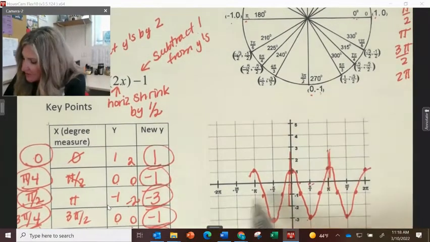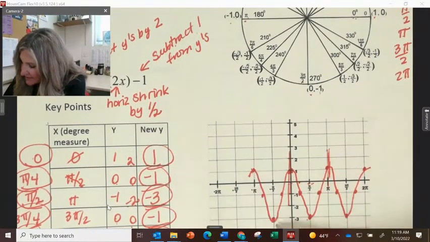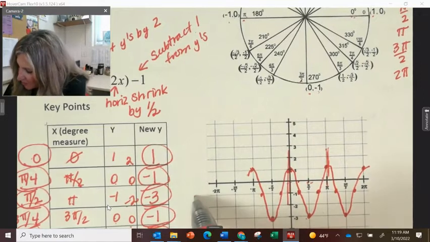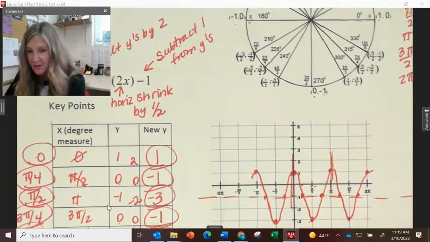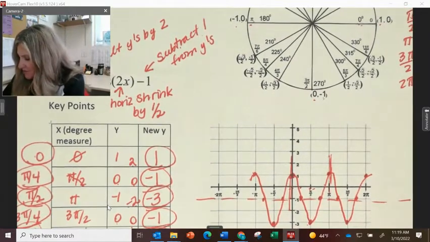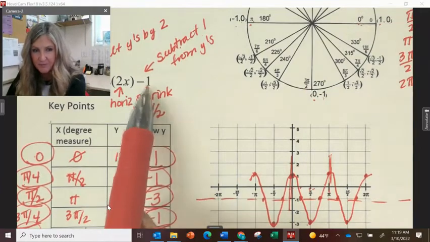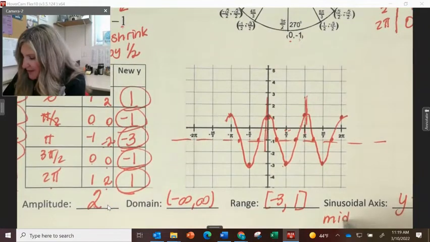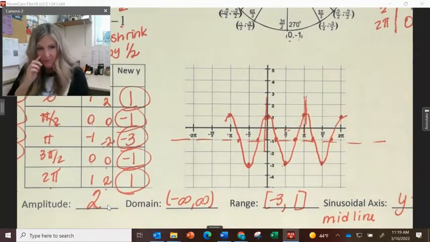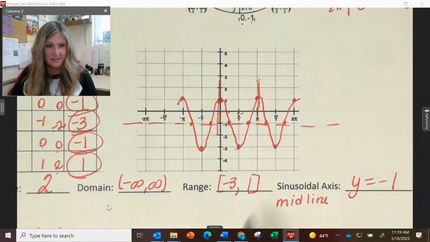The sinusoidal axis is right here in between the high and the low. So the high's here, the low here. It's all these middle points. So we have to think, what's the equation of that line? The equation of that line is y equals -1. It's always going to be the same as this number right here. This sinusoidal axis can also be called the midline. So if you take any college level trig, they might call it a midline instead of a sinusoidal axis. It's kind of an easier name too.